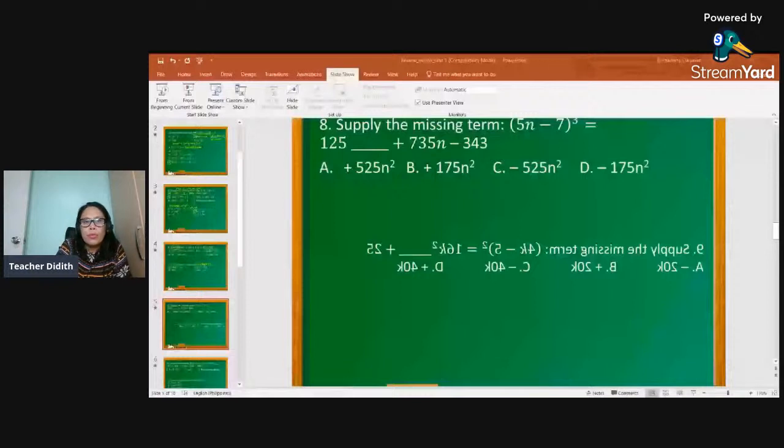So, may kulang lang tayo dito, no, nagkaroon lang ng typo error. This is 125n squared for the first term, and then the second term should be minus. So it's either C or D. Okay. So it has to be either C or D. So what we're going to do is to work on 3 times the square of 5n times negative 7. So this is equal to 3 times 25 times 7.